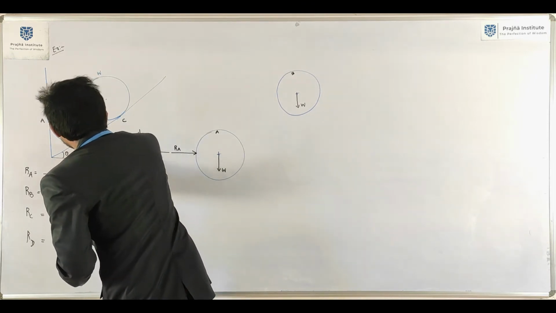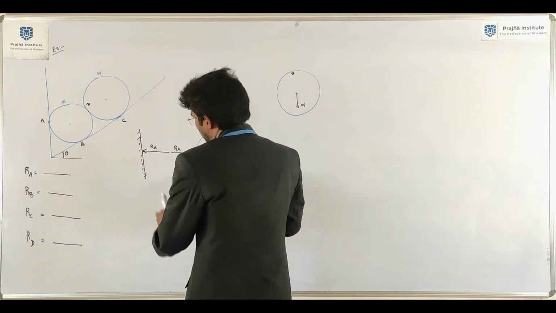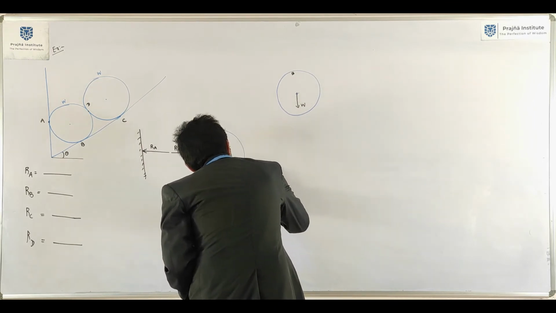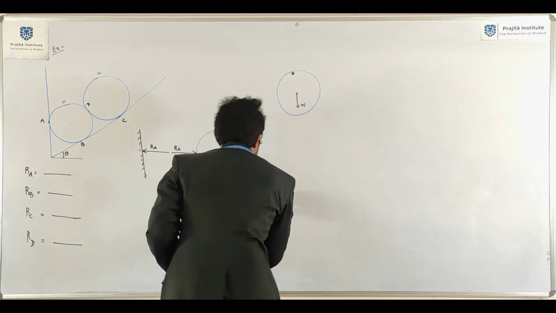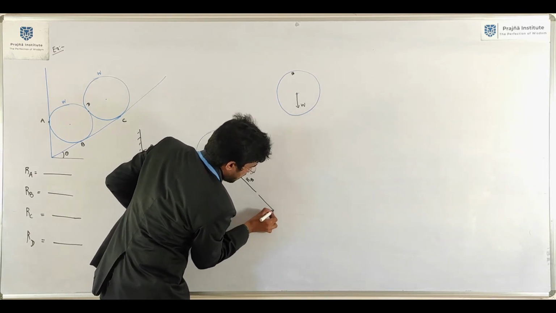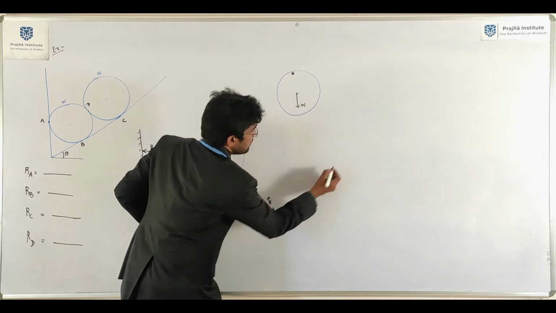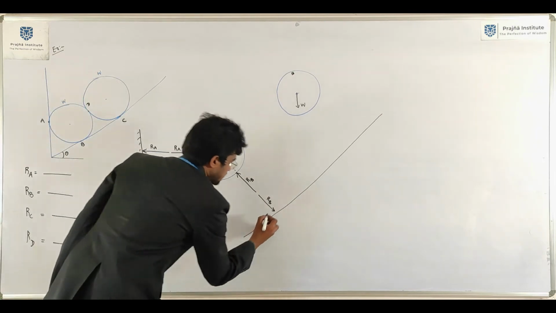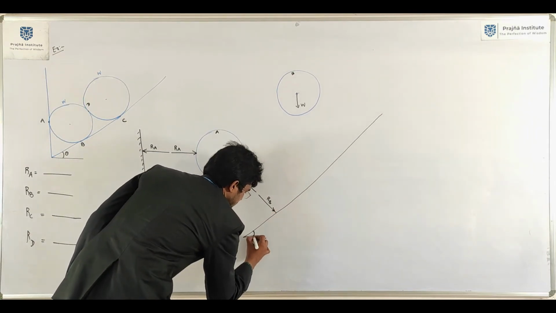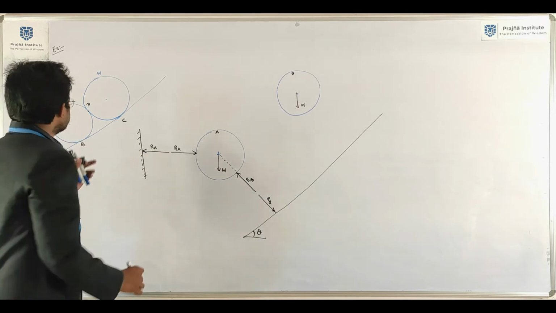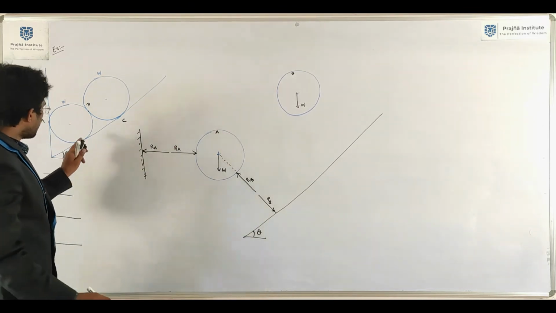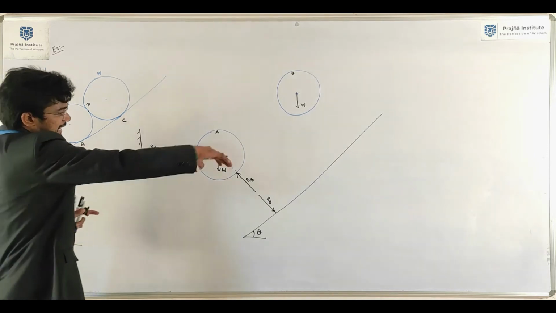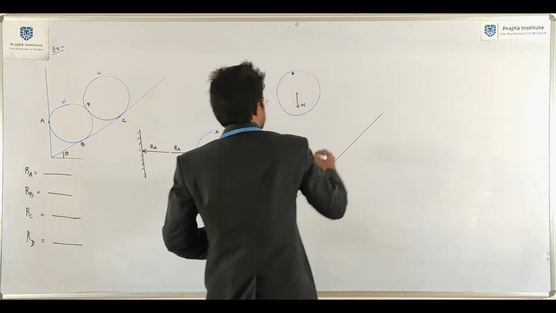Next, at contact B, two normal reactions will be acting. RB is acting like this. Another RB is acting on the floor. It is making an angle theta. Correct na? On the inclined surface, one RB is acting on roller A, another RB is acting on the inclined surface. Okay? Next, C.